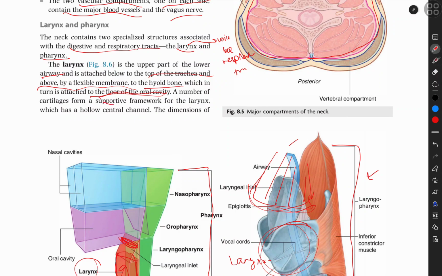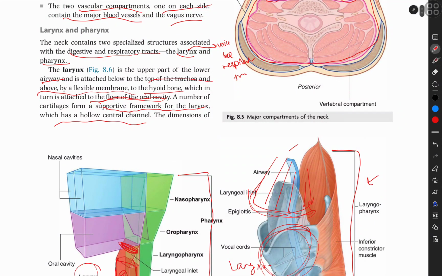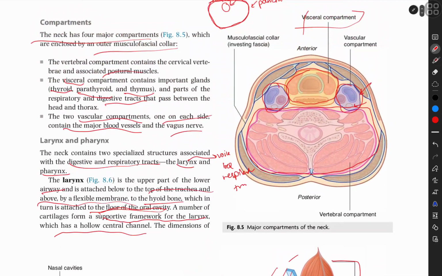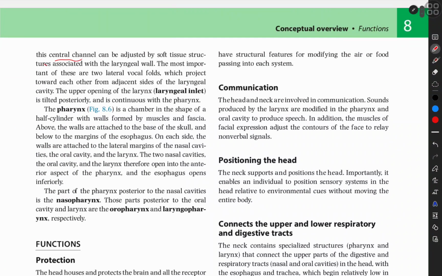A number of cartilages form a supportive framework for the larynx, which has a hollow central channel. This is the thyroid cartilage, cricoid cartilage. There should be more cartilages, but we'll get into that later. The dimensions of the central channel of the larynx can be adjusted by soft tissue structures associated with the laryngeal wall. The most important of these are the vocal cords, which project toward each other from adjacent sides of the laryngeal cavity.